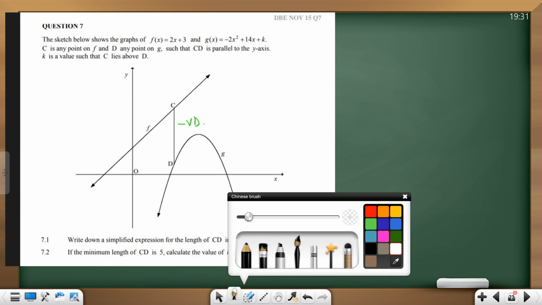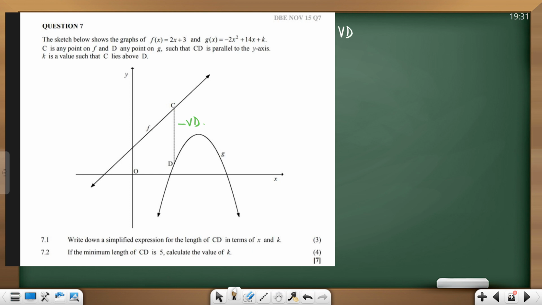How do we get vertical distance again? CD is vertical. Echoing the question I just did, right? Top function minus the bottom. Which function is on top? f. Which function is at the bottom? g.